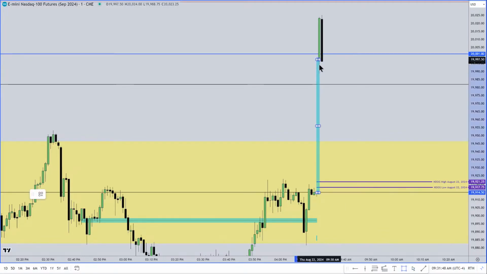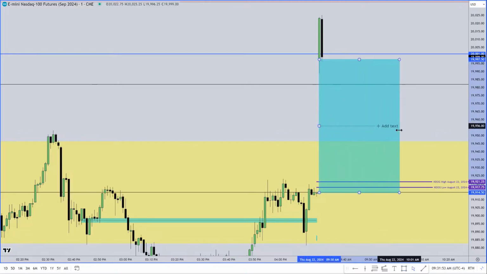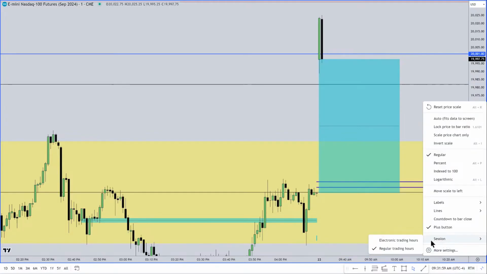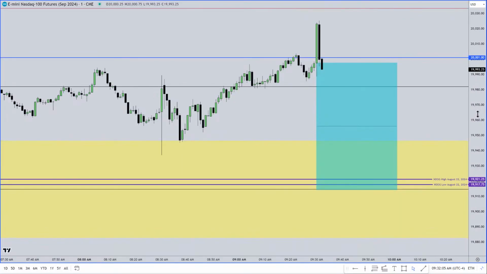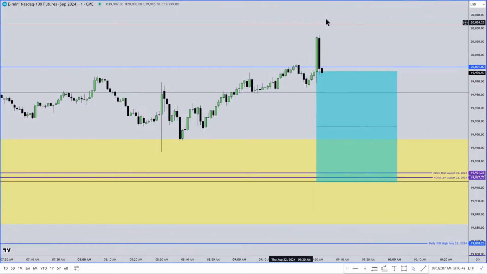Here to the opening, first print. Okay, so that's your opening range gap. If we toggle this back to electronic hours, there's your gap. That is the wick's consequent encroachment, midpoint of the wick on the daily chart. It does not need to trade there, but we have a gap here.